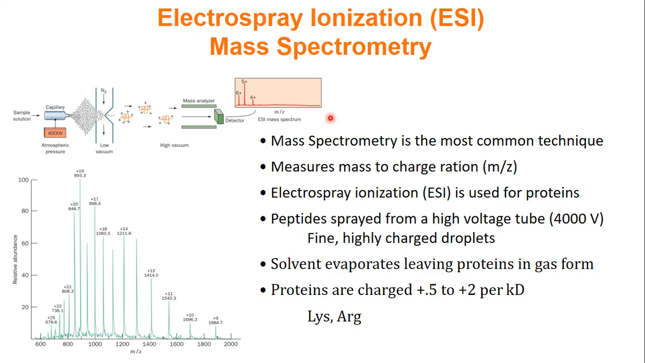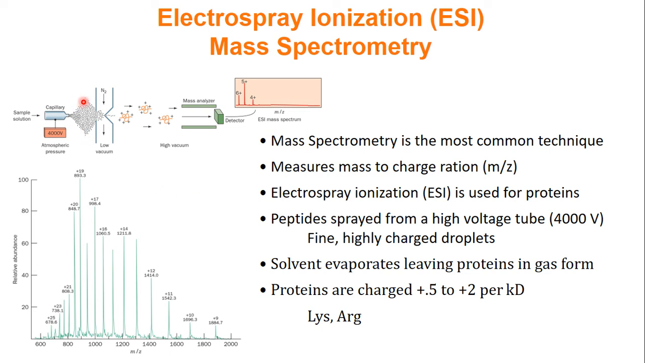Now, commonly, most people don't use the methods I talked about anymore. They use what's called mass spectrometry. And mass spec is where you measure a mass to charge ratio. That's what m divided by z is. m is mass, z is charge. And the idea is you have your protein, you have it broken up. You put it into this capillary and you hit it with extremely high voltage, 4,000 volts.